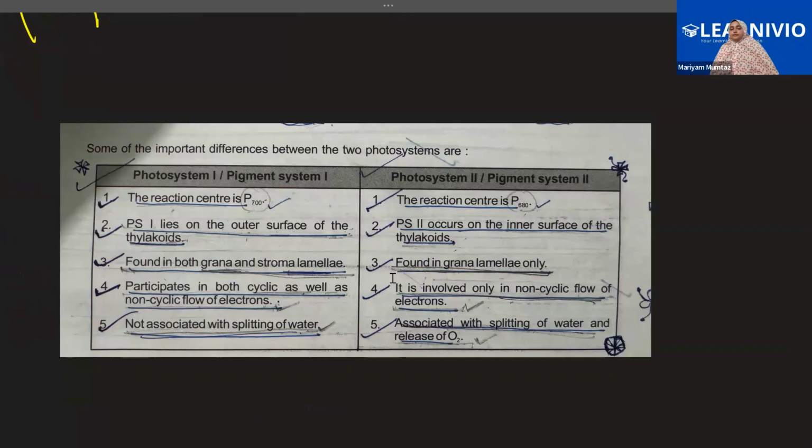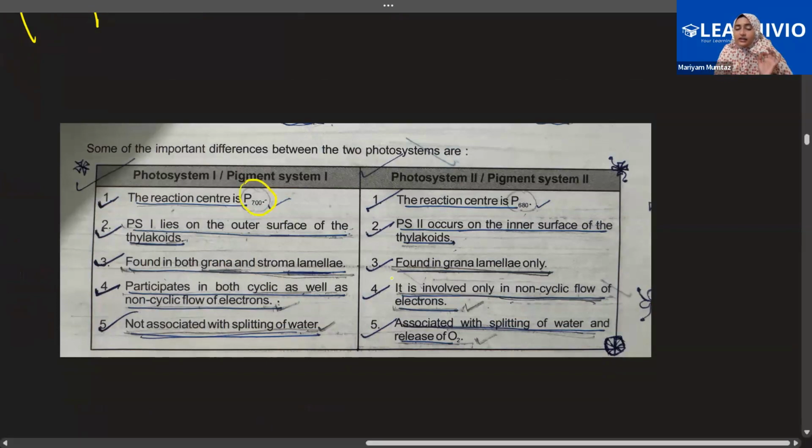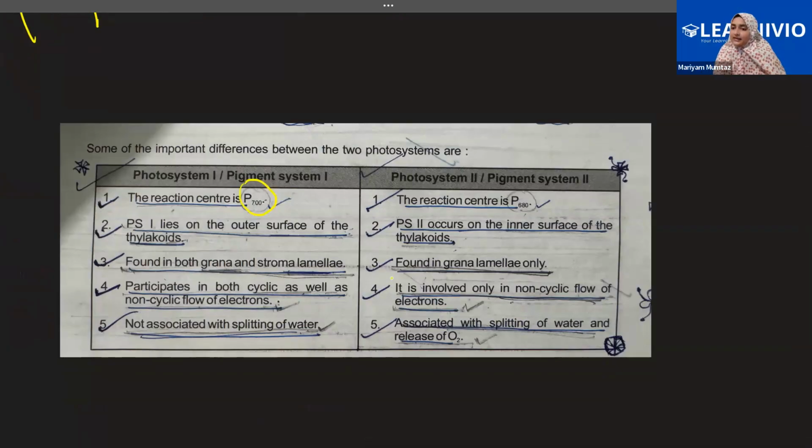See, these are the major differences between PS1 and PS2. When we talk about PS1, P700, 700 nanometer is the wavelength at which it gets activated. Talking about PS2, it is 680 nanometer. That is the reaction center. Now, in terms of location, PS1 is lying on the outer surface of the thylakoid.